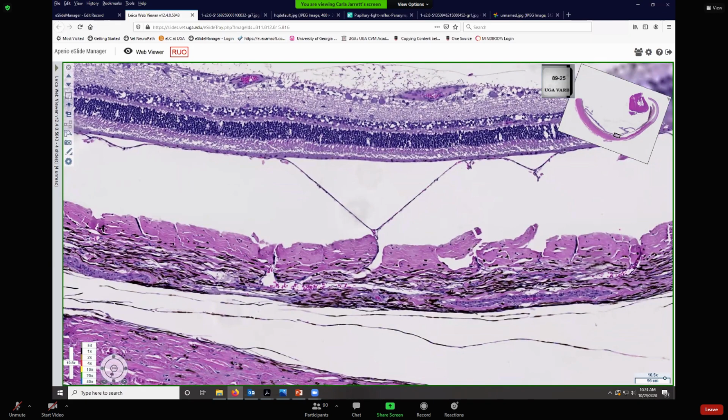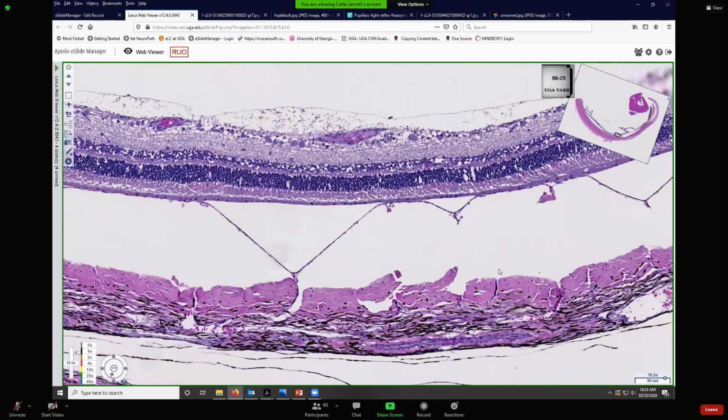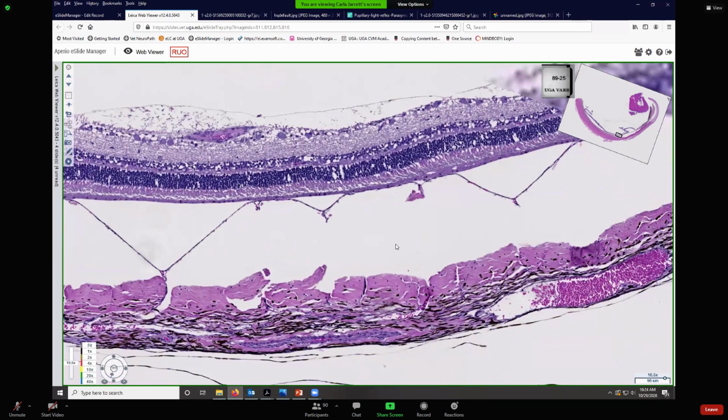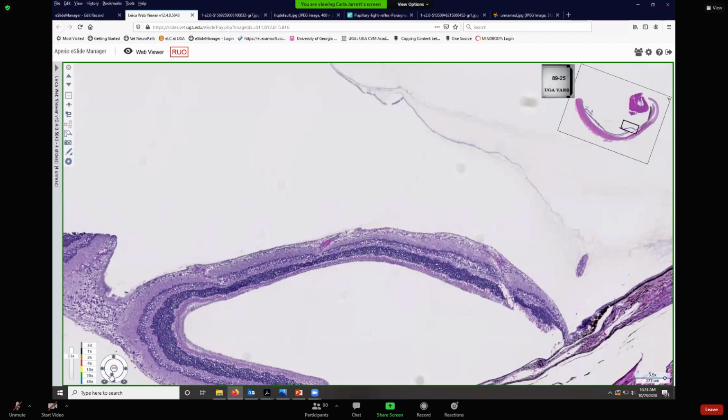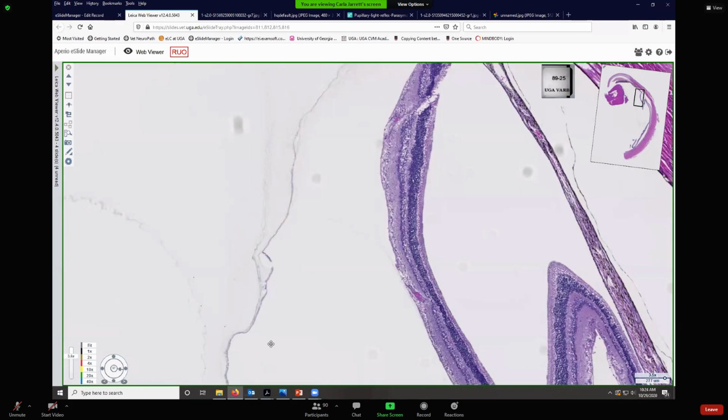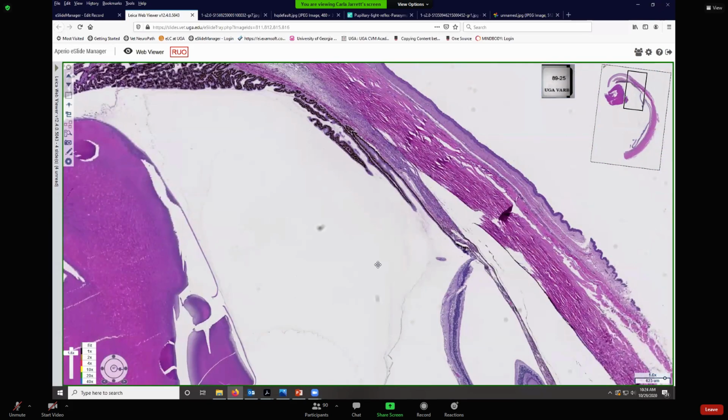All right, so what's next in our list? We just finished up the choroid. Now we need to look at the continuation of the uvea, because remember the choroid was part of the uvea. So now we need to look at the ciliary body. And this slide happens to have a good ciliary body. So let me cruise on around here.